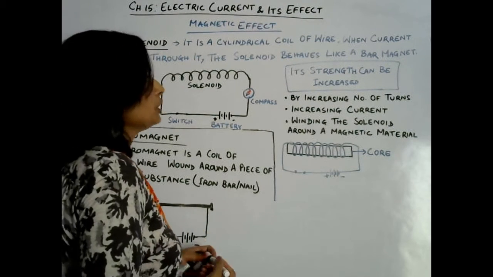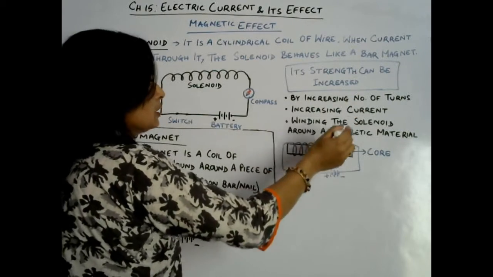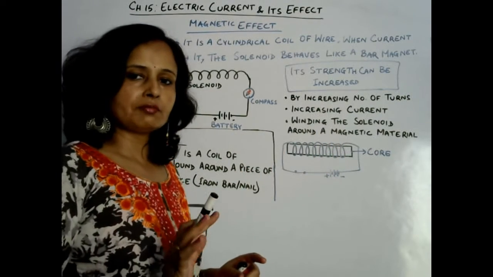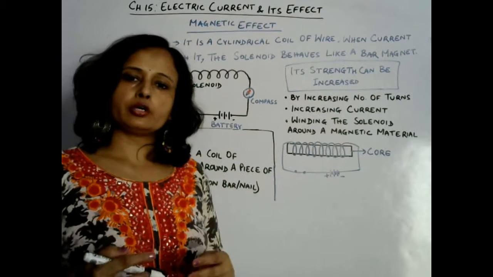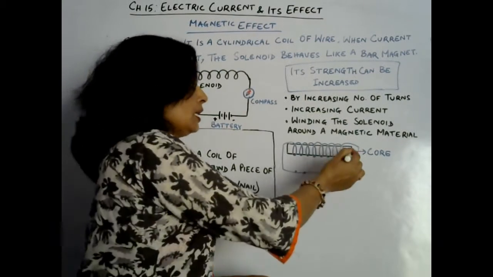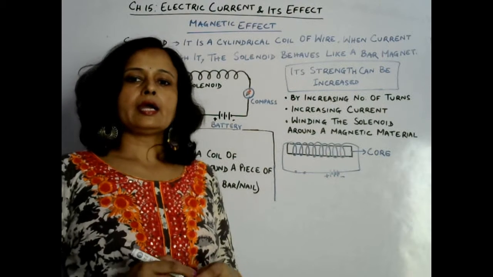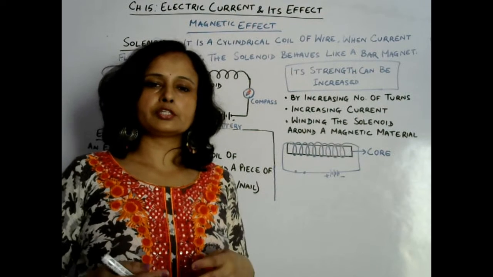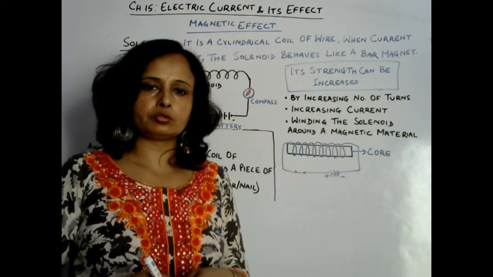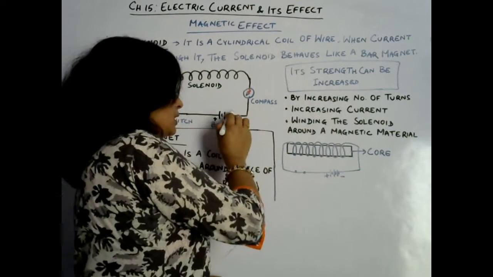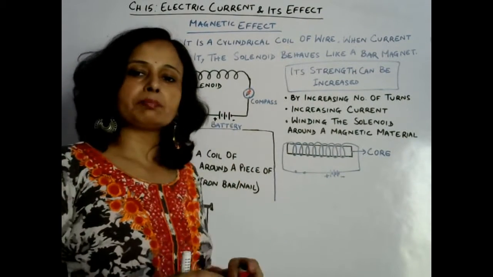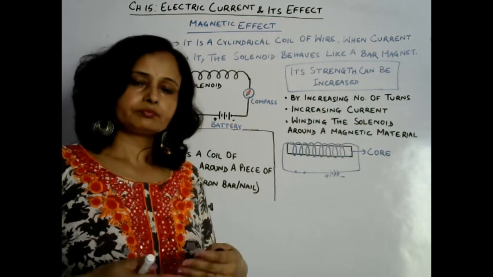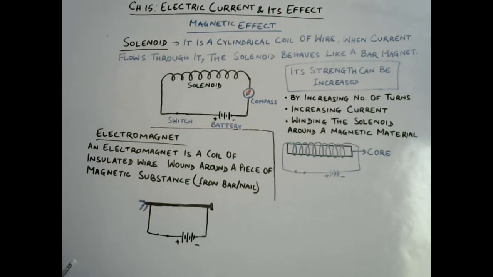Okay, so the strength of a solenoid can be increased in these ways. How? By increasing the number of circles, the turns of the wire, by winding the solenoid around a magnetic material, an iron piece, iron bar, and by increasing the current, that means the strength and magnitude of the current. If we increase the number of cells, then a more powerful current will be supplied through it. In that case the solenoid will behave like a more powerful magnet.